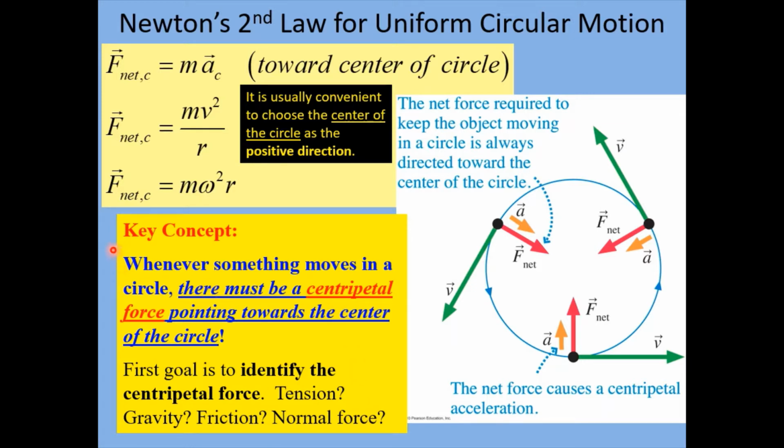So what we're going to do in this lecture is just work through and solve a bunch of different problems showing a whole variety of applications of applying Newton's second law to circular motion. So let's get started.